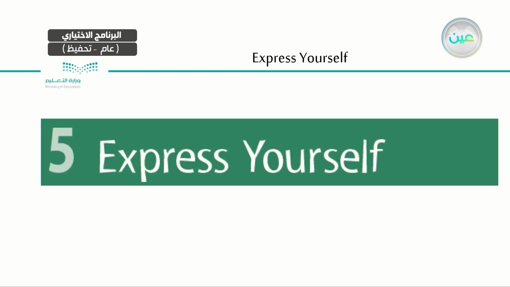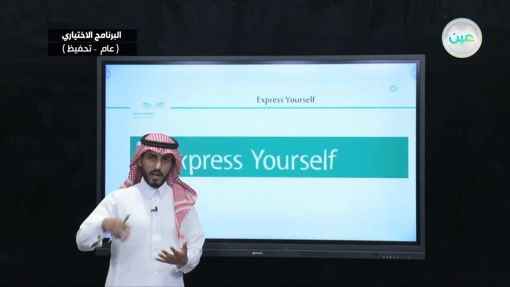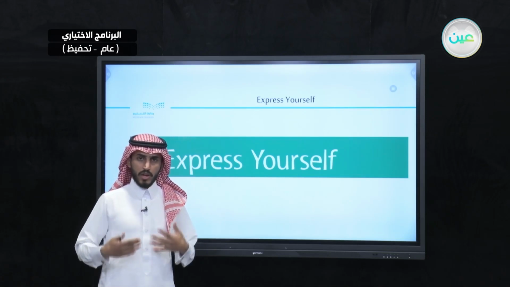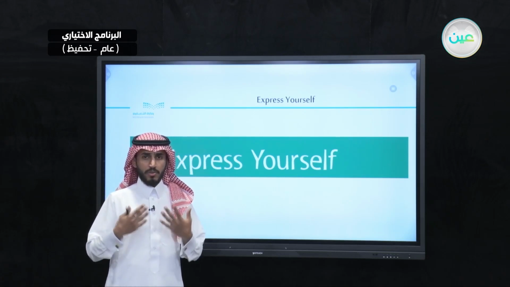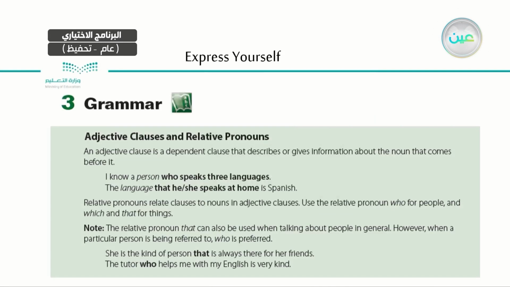In the previous lesson, we started with talking about the title of Unit 5, Express Yourself. We said that this unit revolves around the idea where we will learn how to express our own opinions and thoughts. We had a lesson on page 70, which is grammar, and it was divided into 3 parts. In the first part, we learned some of the concepts like the adjective clauses and relative pronouns.